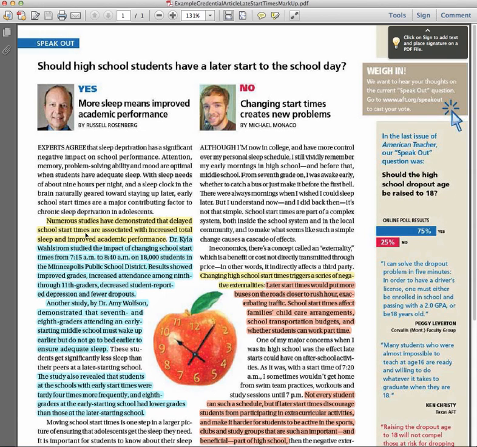He says there's numerous studies out there that prove this. Then everything that I've highlighted in blue here cites a specific study. So he cites a study by a Dr. Kyla Wallstrom, and she actually did research on the Minneapolis Public School District that went ahead and did later start times, and they've analyzed the results of that.